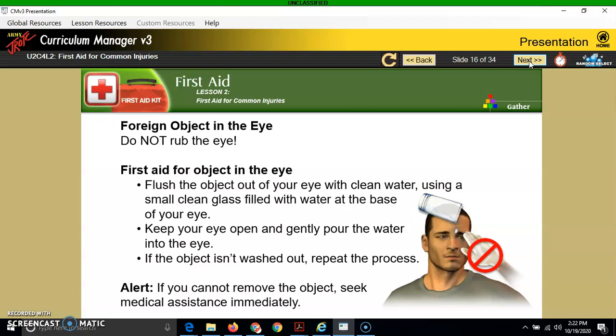What you need to do is get some sort of water, with a glass. Try to flush the object out of your eye with the clean water, using a small glass at the base of your eye. Turn your head to the side. Keep your eye open. That's not a natural instinct, but you try to keep your eye open and pour that water into the eye and hopefully get the object to wash out. If you cannot remove the object, seek medical assistance.